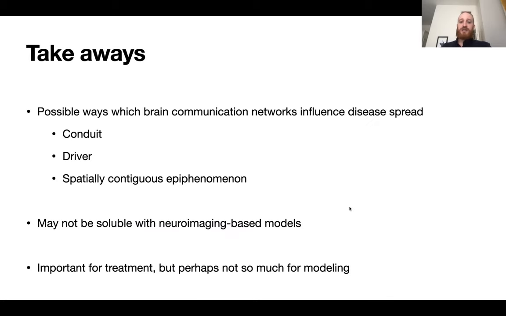So the takeaway is that we don't really know how networks influence disease spread yet, and it might actually not really be soluble using neuroimaging. Maybe it will be. But I think the good news is that it might not actually be that relevant for disease progression models, which is like, why did I talk about it? But I just think it's interesting to consider.